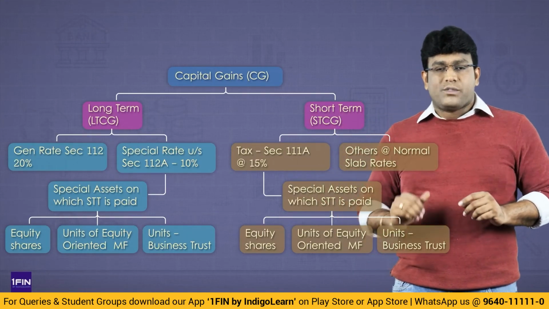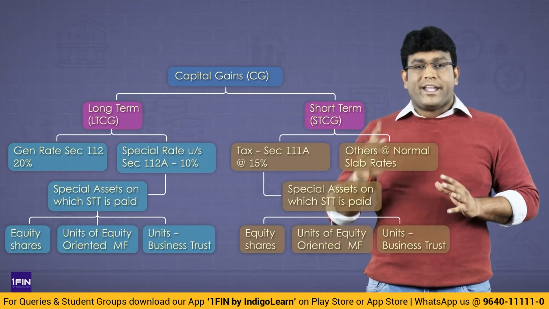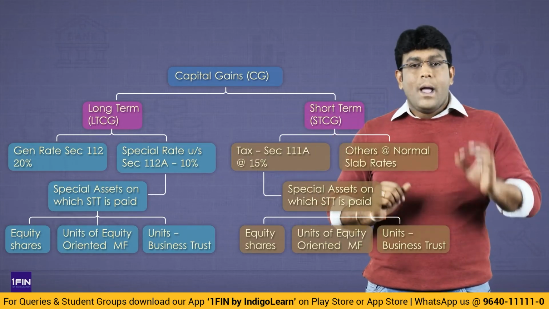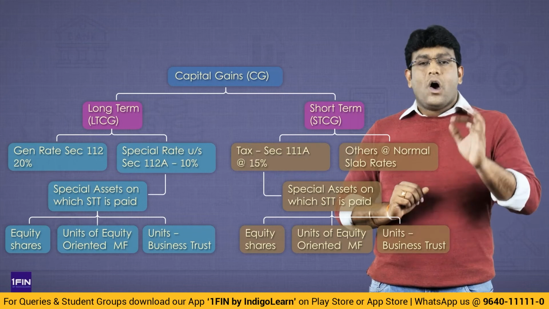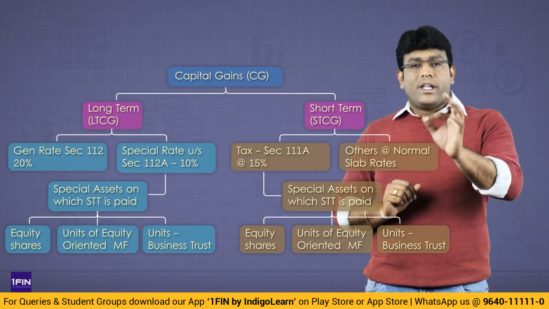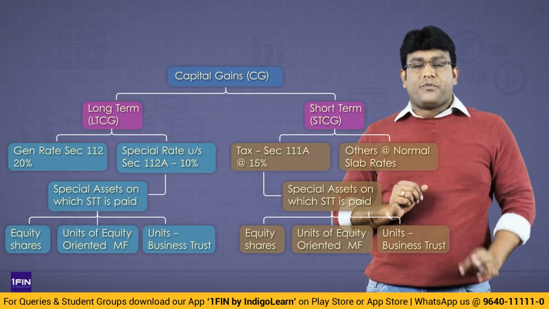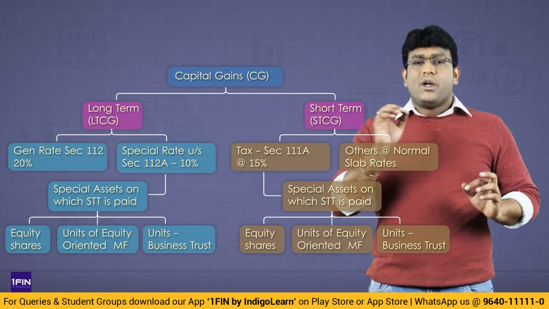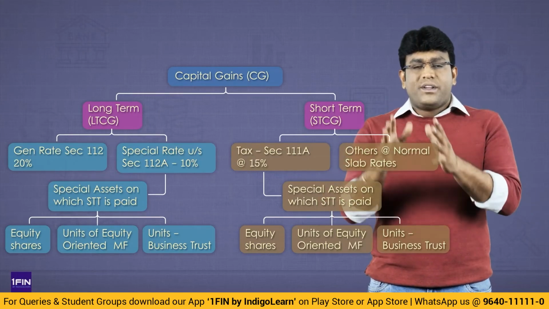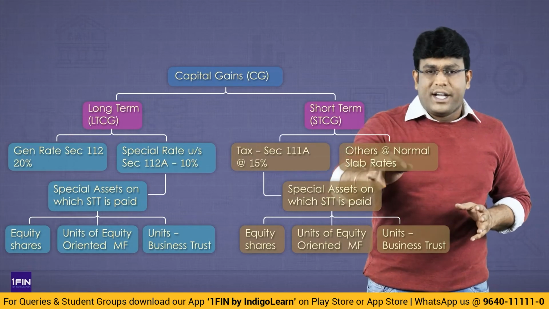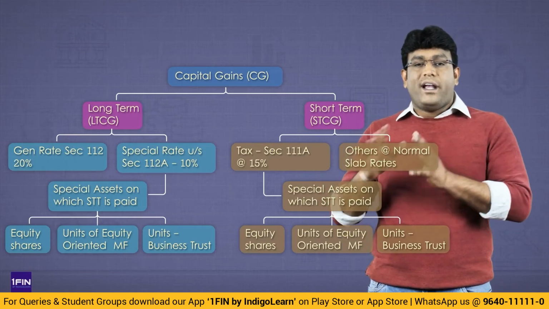So friends, come on, let's revise once. So long-term capital gains, what is the general rate? 20%. But if there is a long-term capital gain on sale of equity shares or units of equity-oriented mutual fund or units of business trust through recognized stock exchange on which STT is paid, we will tax at the rate of 10% on amount exceeding 1 lakh.